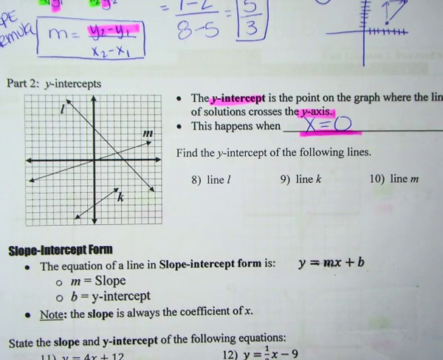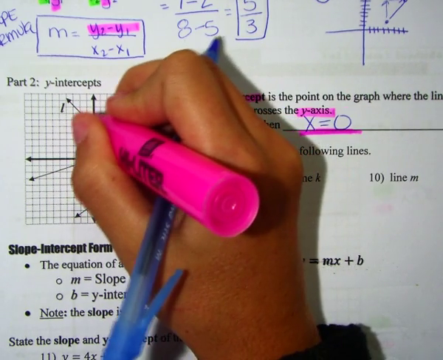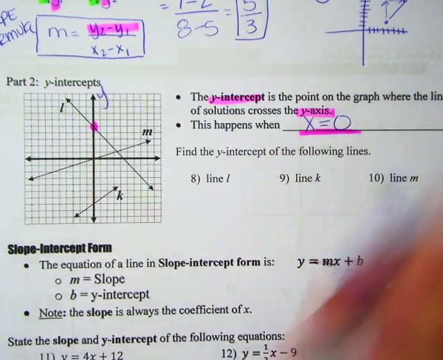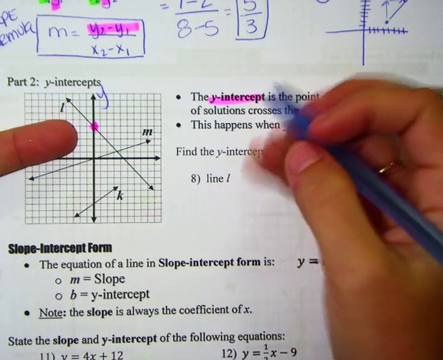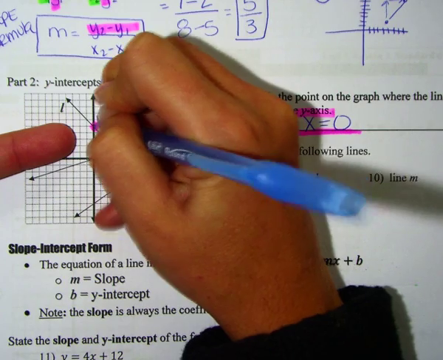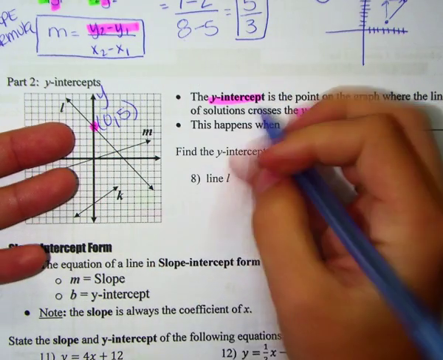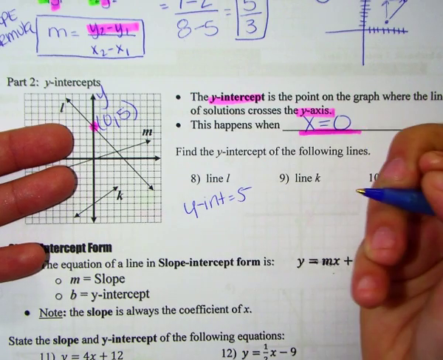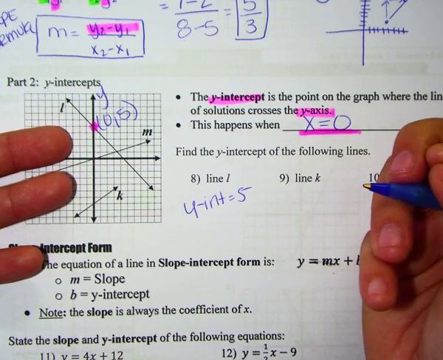So line L. This point is where line L crosses the y-axis. Here's my y-axis. The coordinate of that point is 0, 1, 2, 3, 4, 5. So the y-intercept is 5, because that's where it crosses the y-axis.